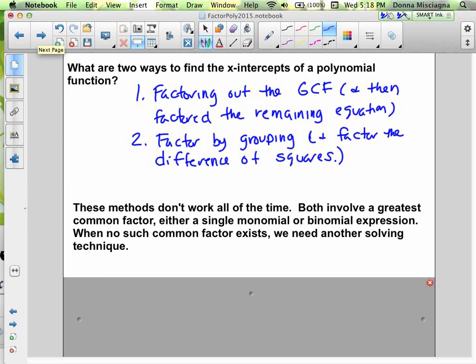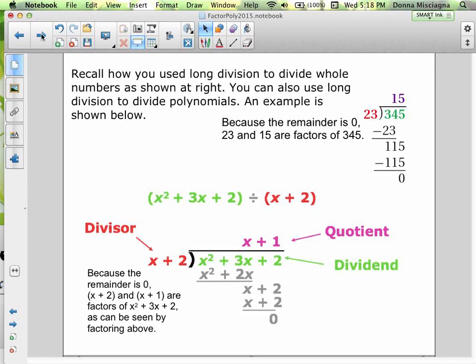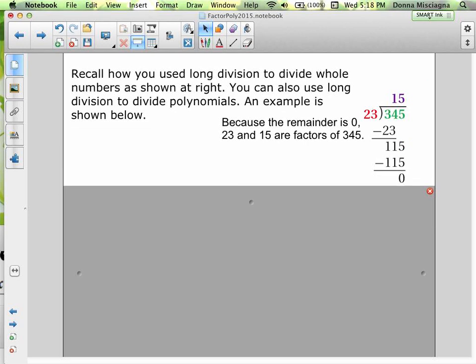Before you can learn another solving technique, however, you need another tool in your toolbox. And that tool is going to be long division. So we're going to be able to use another method when we can't just factor out a greatest common factor or when factor by grouping doesn't work. All right, so if you remember, and actually I'm going to close up part of this screen. There we go. If you remember back when you were in maybe 4th or 5th grade, you learned how to do long division with numbers. Right? So remember how you used long division to divide whole numbers as shown at right here.